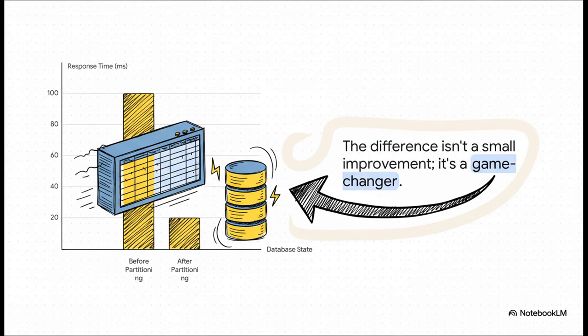And if you need to see it to believe it, check this out. This chart says it all. On the left, that's the response time on our old, bloated table. And on the right, that's the same query running on our new, lean, hot table. I mean, look at that difference. It's not just a tiny improvement. This is a total game changer.